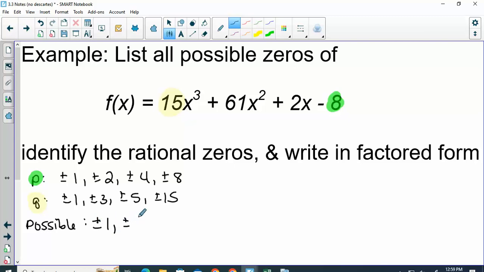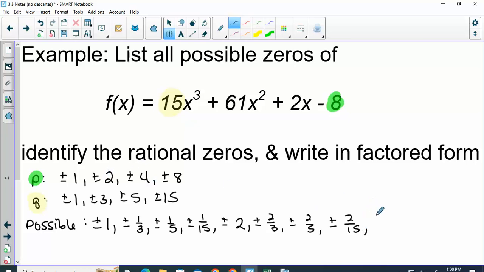1 over 3. 1 over 5. 1 over 15. 2 over 1 is 2. 2 over 3. 2 over 5. 2 over 15. 4 over 1 is 4. 4 over 3. 4 over 5. 4 over 15. 8 over 1 is 8.